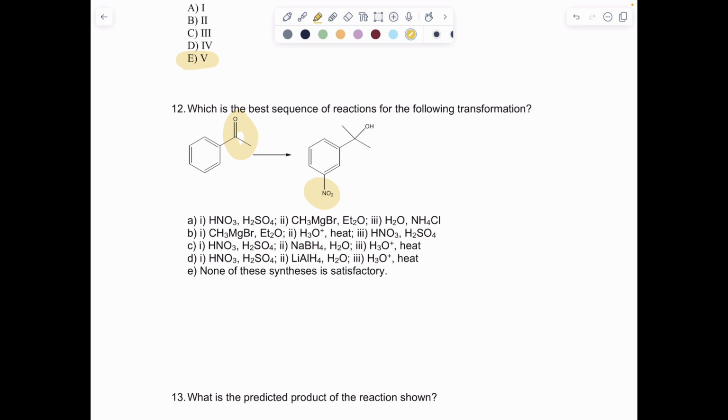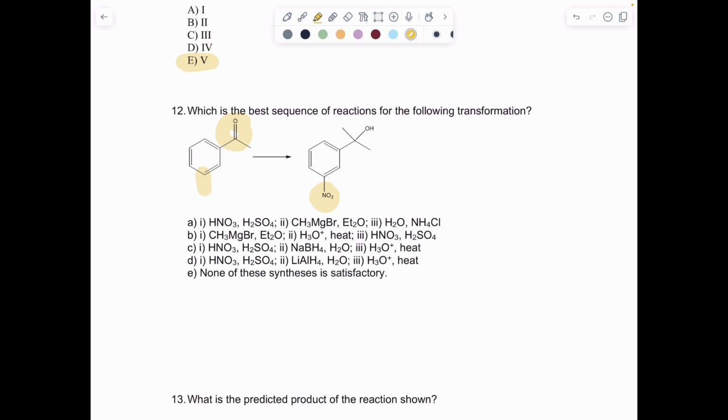So this starts as a meta director, which means that we likely have to add the nitro group first, and then once the nitro group is added, then we can reduce the ketone into an alcohol, because this group is not a meta director. So the order of events is, we first need to add this nitro group so that it will add meta. Once the nitro group is added, then we reduce the ketone into the alcohol.